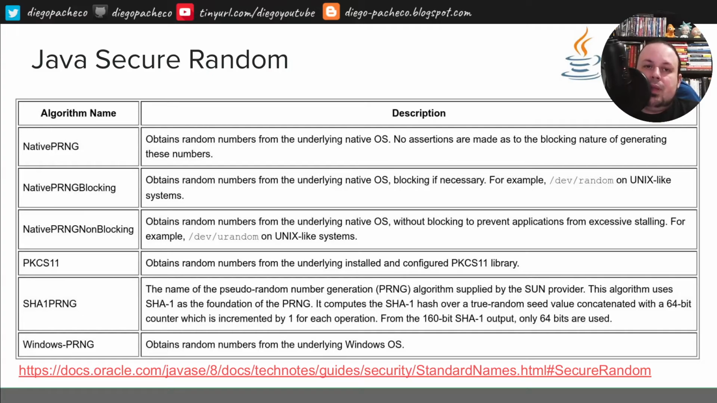So in Java, the first thing we need to figure out is how to create a secure random number, right? Java has some algorithms you can use. There is native pseudo random number generator, or PRNG. There's native PRNG blocking. There's native PRNG non-blocking. There's PKCS11. There's SHA1 PRNG, and there's Windows PRNG. So from bottom to up, Windows PRNG, if you are using Windows; SHA1PRNG is the default, right? PKCS11 uses your PKCS11 library. And the difference between PRNG blocking and non-blocking is that non-blocking uses /dev/urandom, and native PRNG blocking uses /dev/random. Of course, that depends on your OS.